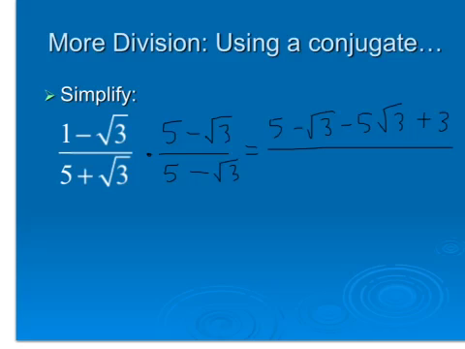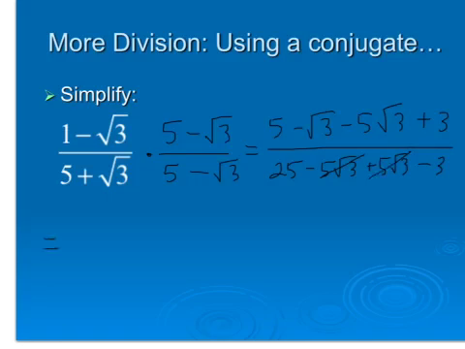On the bottom, let's see our conjugate at work here. So 5 times 5 is 25. My outside terms is minus 5 root 3. My inside terms is plus 5 root 3. And then my last is going to be minus 3. And again, with conjugates, every single time, these middle terms are going to cancel. So let's see what I have here.